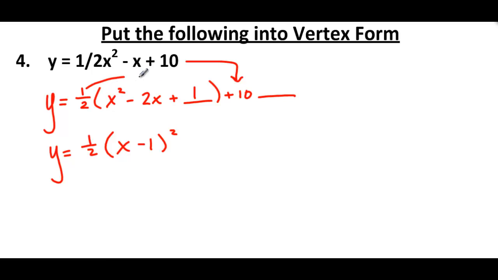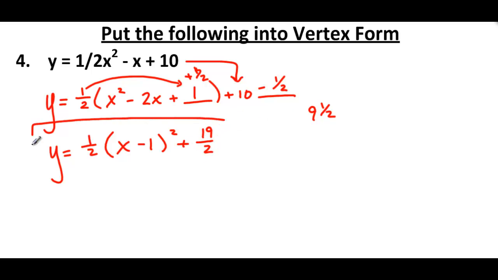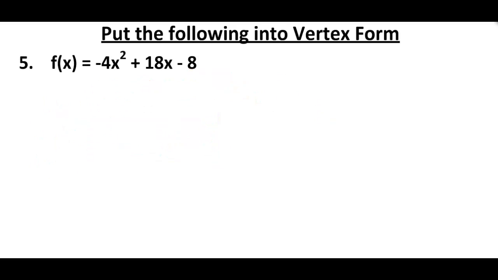But again, I didn't really add 1 to this side. I added 1/2. So I'm going to subtract 1/2. 10 minus 1/2 is 9.5, but again, we don't like mixed numbers. So what that is really is 19/2. Again, this would have a center at 1, a vertex at 1, 19/2. And let's look at one more example.